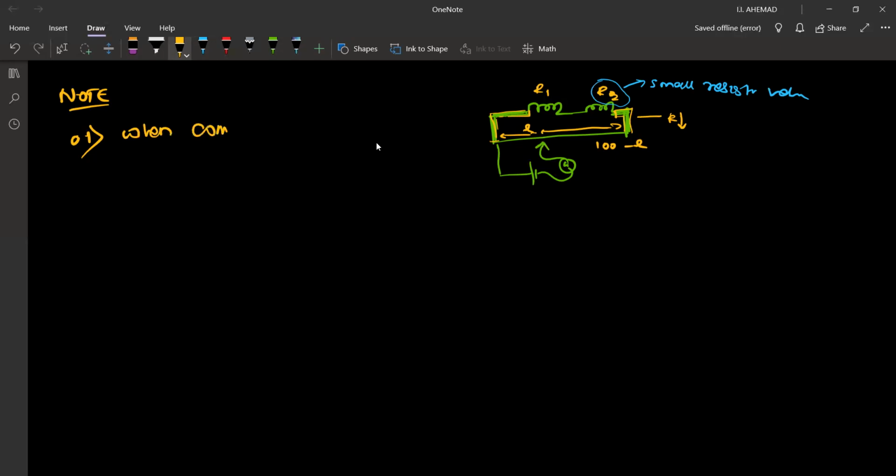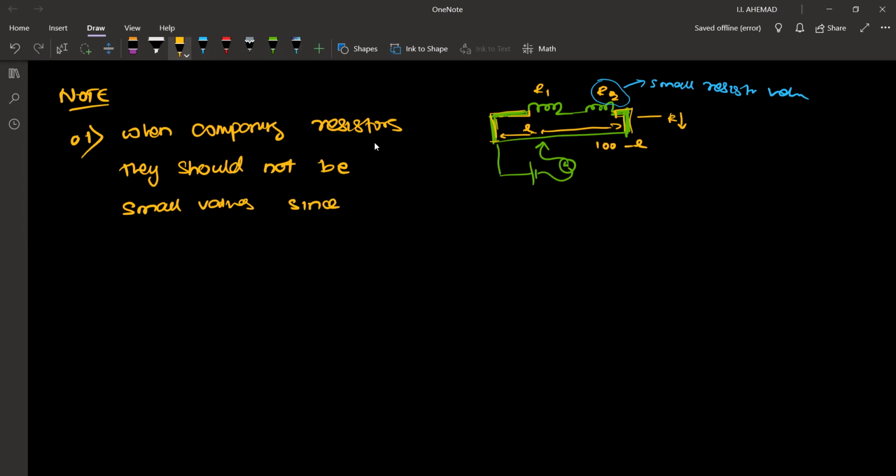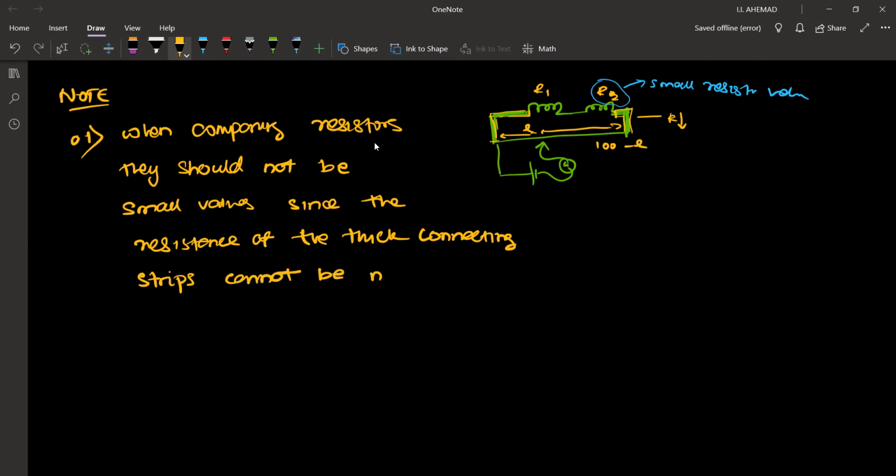When comparing resistors, they should not be small values, since the resistance of the thick strips, thick connecting strips, cannot be neglected. You don't need to draw this diagram, just this note is sufficient. That was to explain to you. Okay.